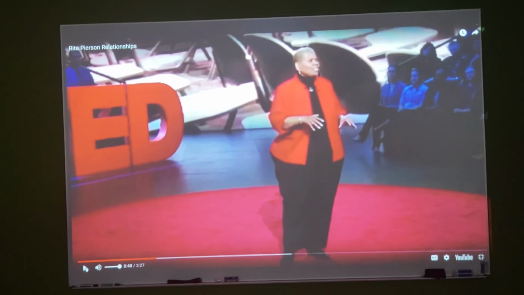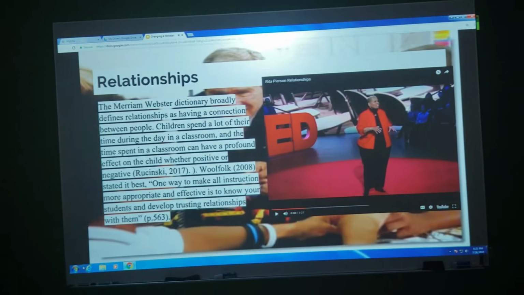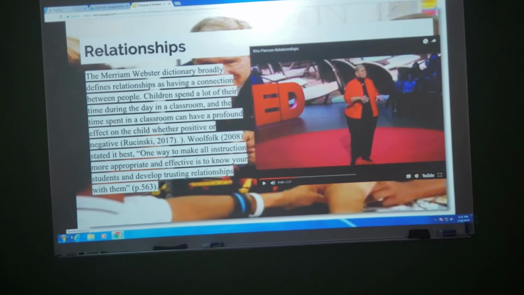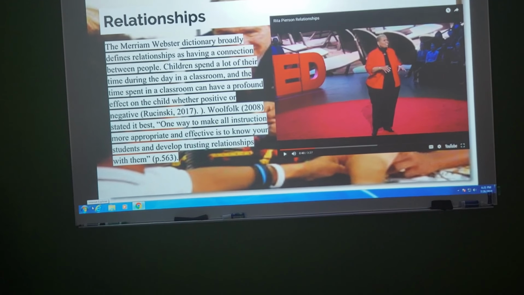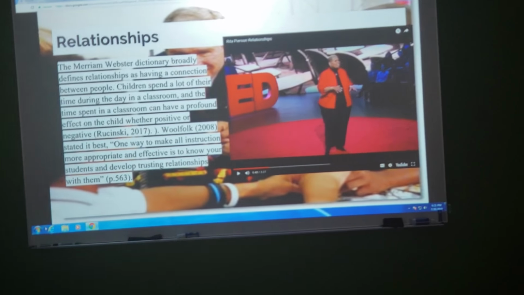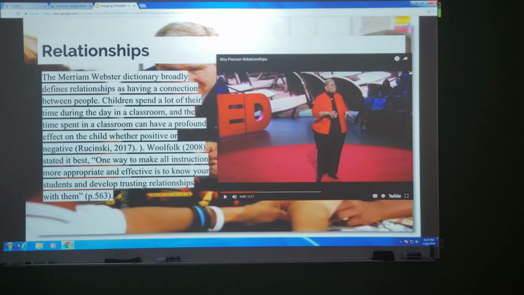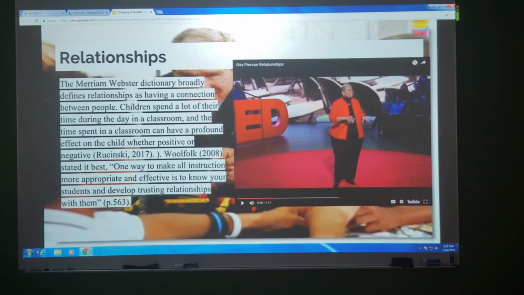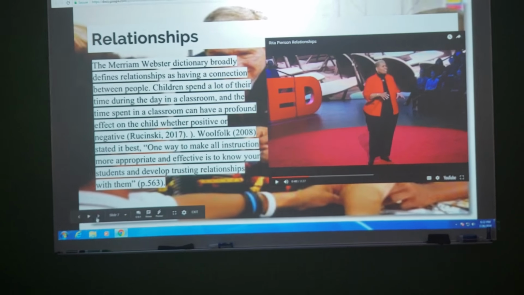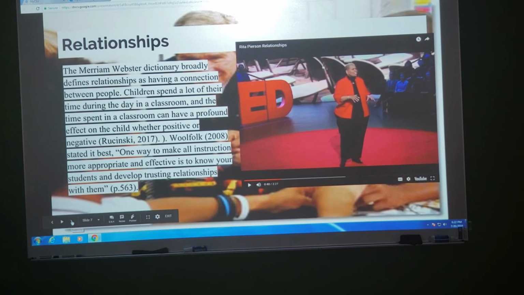That's basically the basis of what a relationship is in the classroom. You can't learn, and a student won't allow a teacher to really teach them to the full ability if they don't have that relationship there with that teacher.